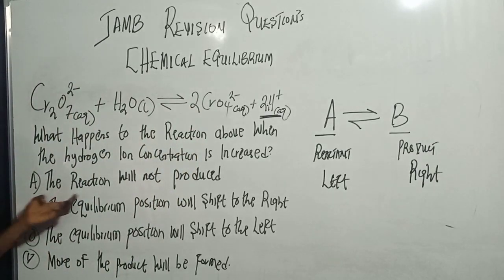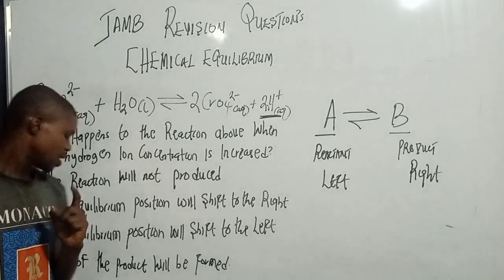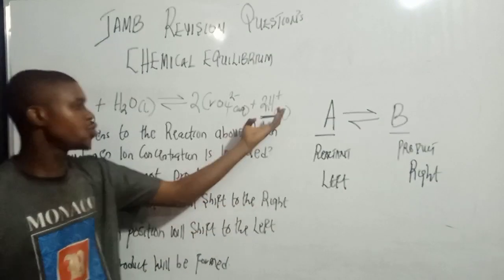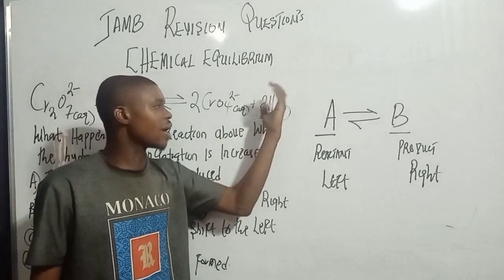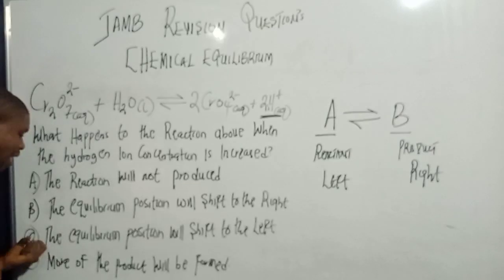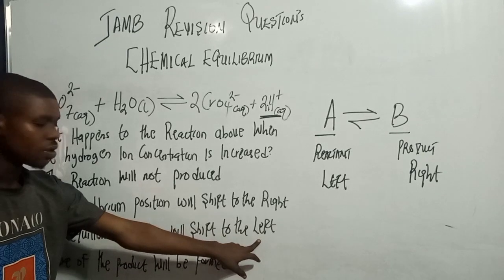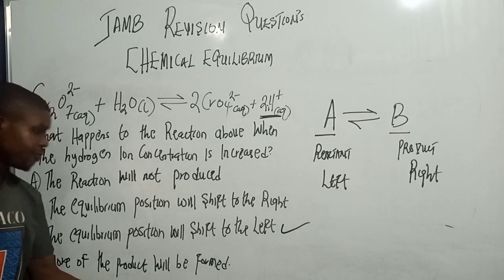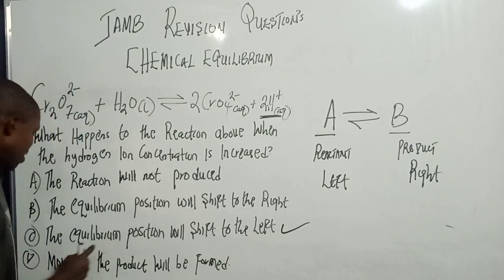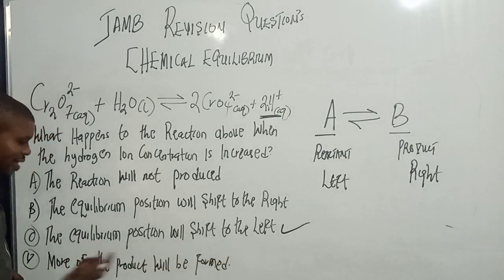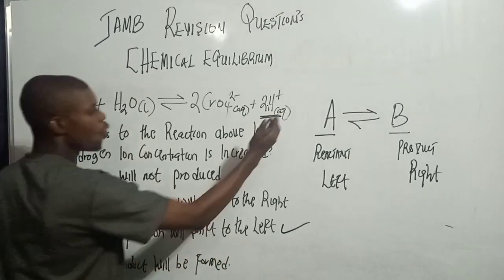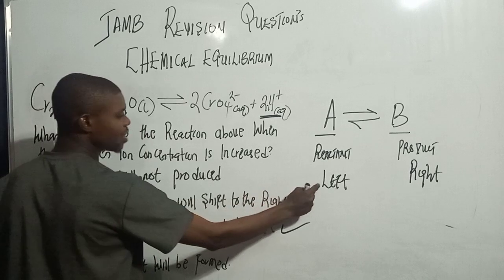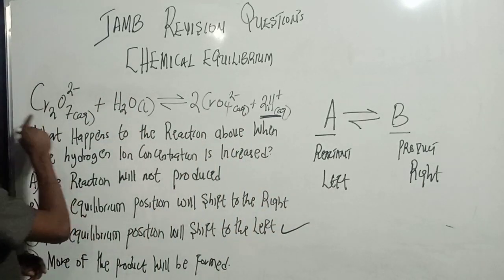So here we have the reaction will not proceed, which is not true. Then here we have the equilibrium position will shift to the right hand side, which is not true, because you increase the right hand side, it has to move to the left hand side. So the equilibrium position will shift to the left. Then they say that more of the product will form. No. So C is the correct option, because when you increase the product side, the reaction will move to the reactant side, and the reactant side is the left. Do you understand? So that is it for this question.